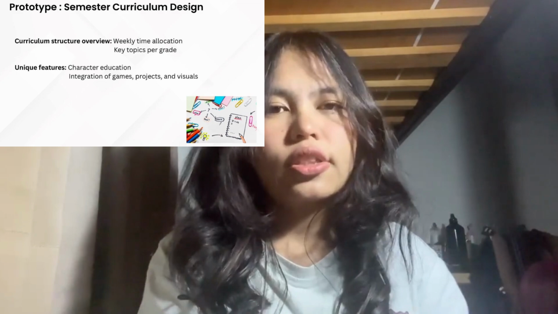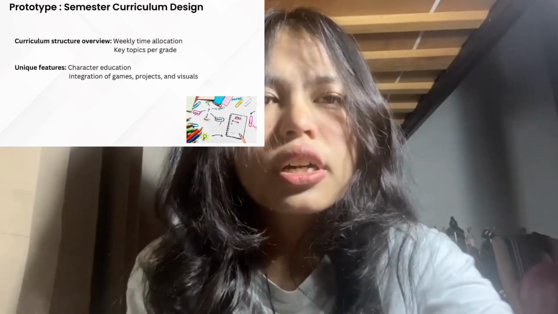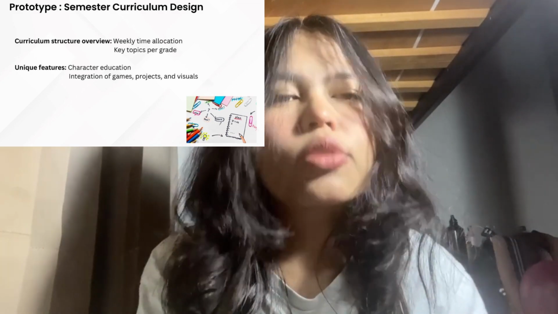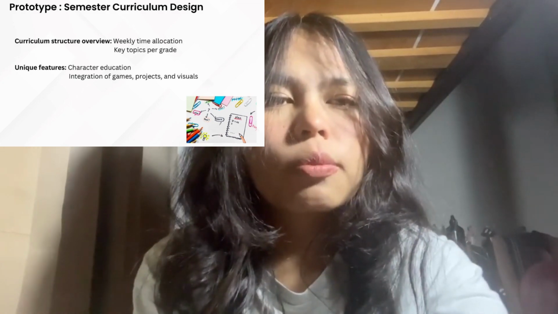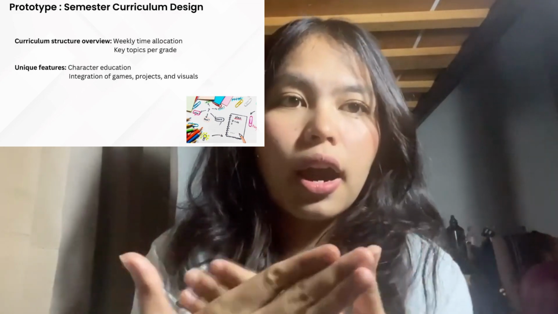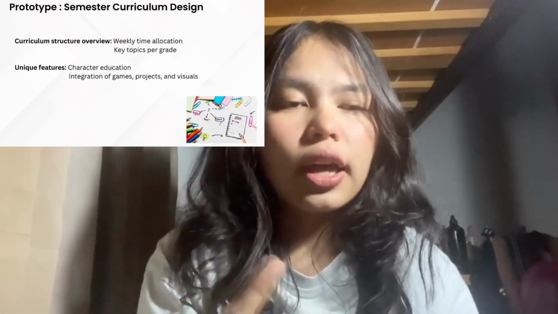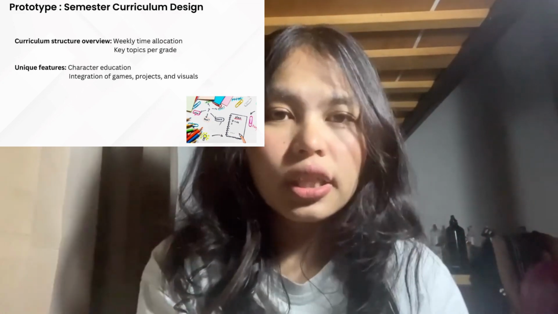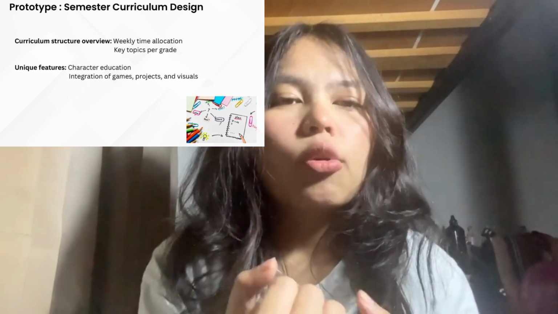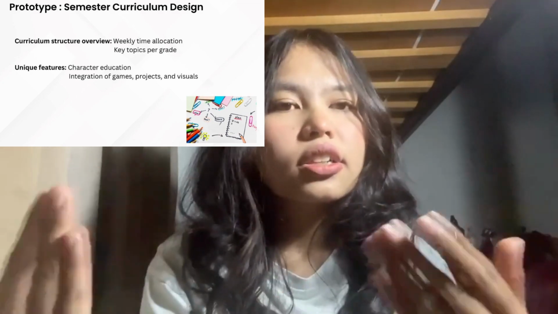In the prototype step, we created the first version of our semester curriculum. We made the structure based on what we found in the earlier steps, like what students need, what problems we saw in the old curriculum, and the ideas we came up with during brainstorming. Our curriculum includes weekly time plans, main topics for each grade, and learning activities that fit the student age and development. One special part of our curriculum is the focus on character education.